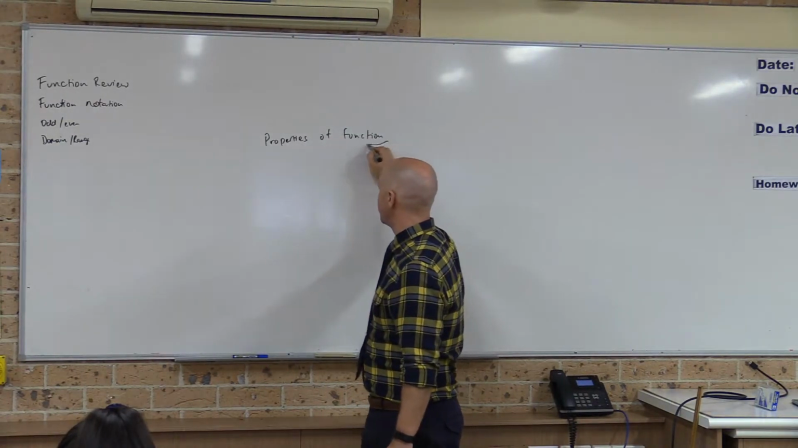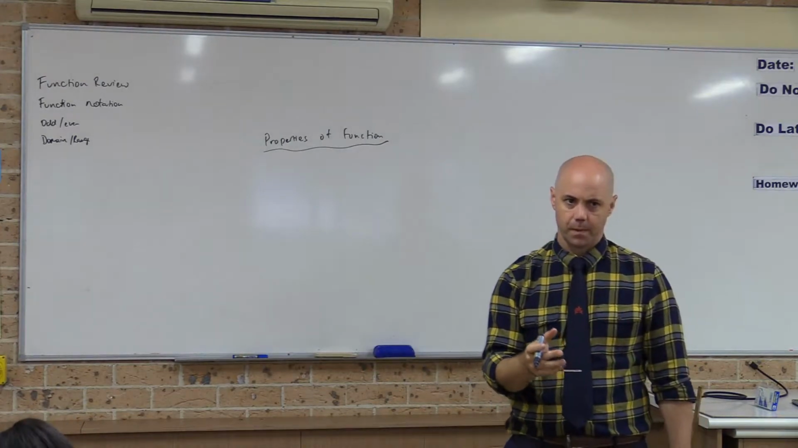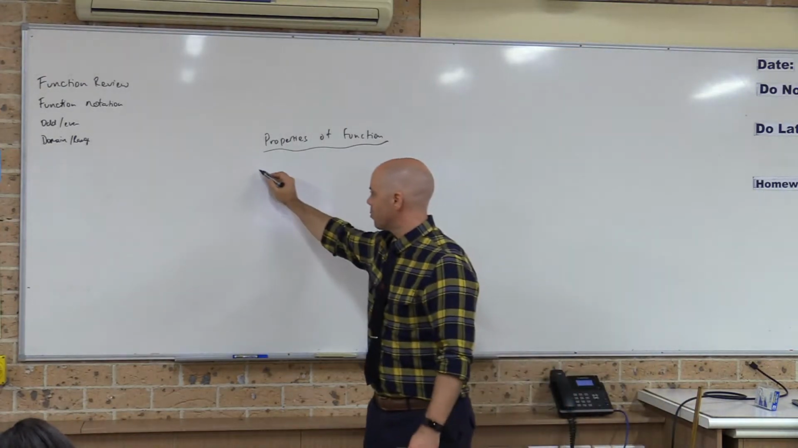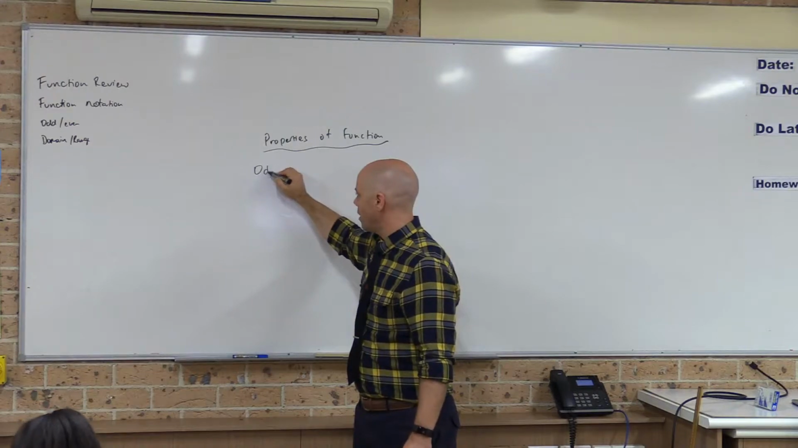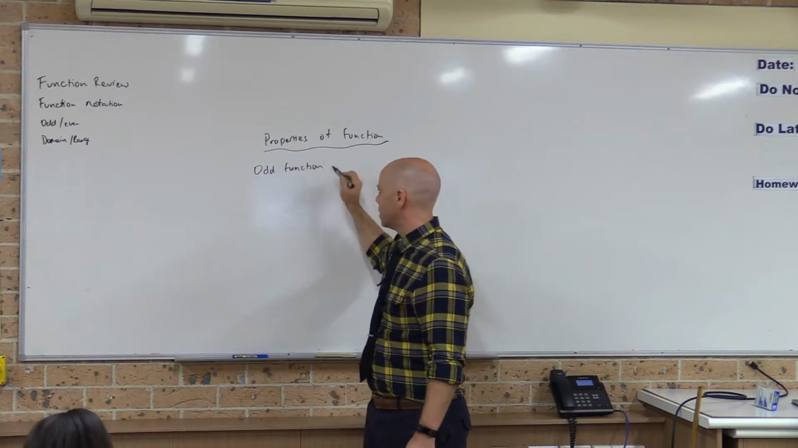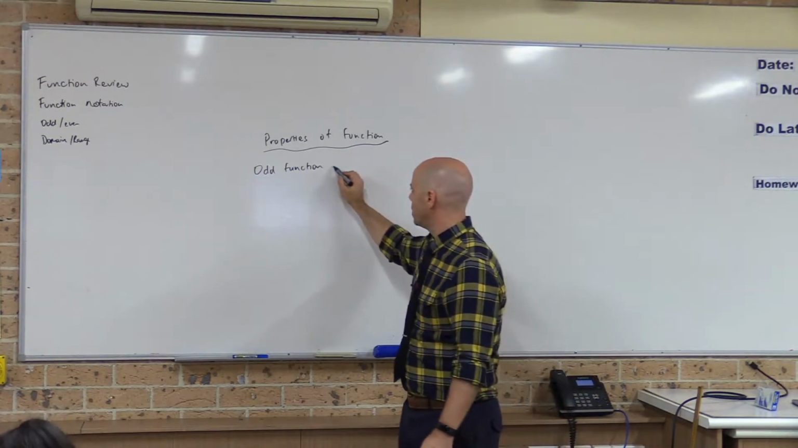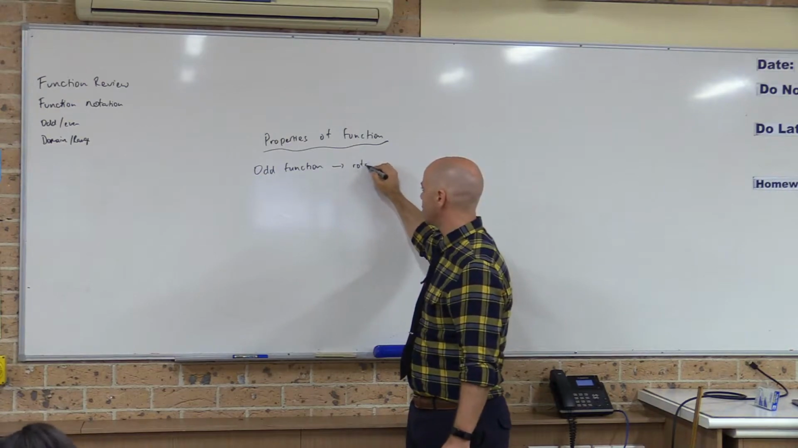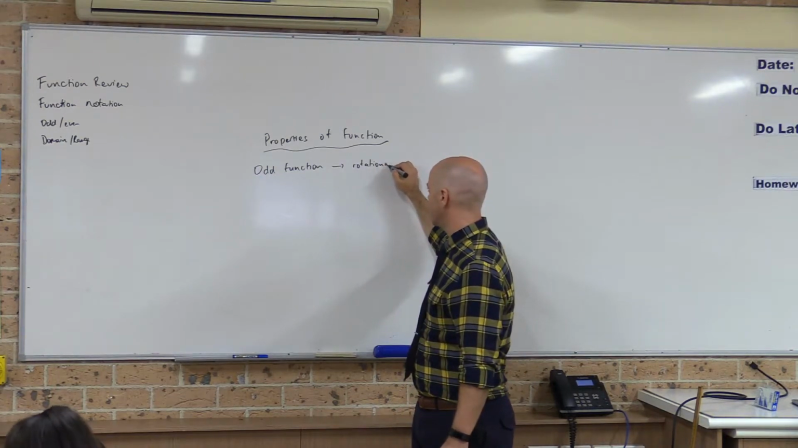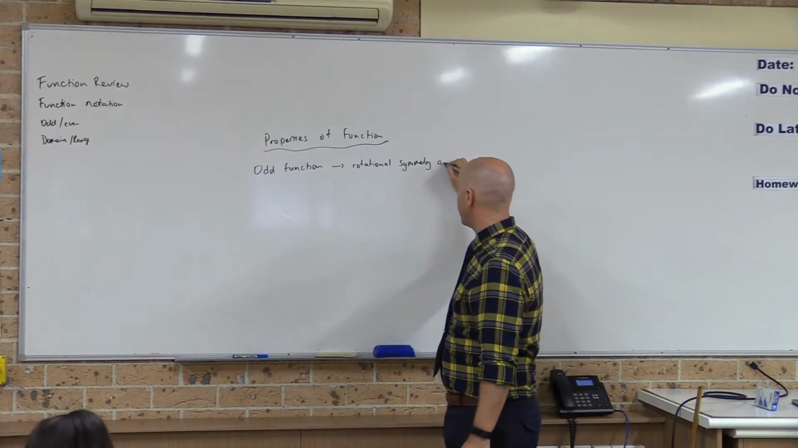Properties that I want to investigate are what we call odd functions or even functions. And you need a definition of each of those, so let's write these in. An odd function can be defined in two ways. First of all, it has rotational symmetry around the origin.